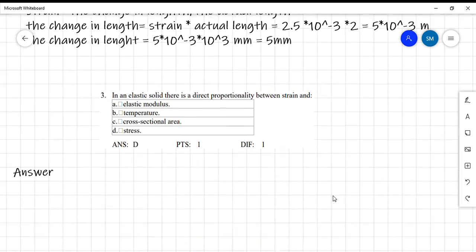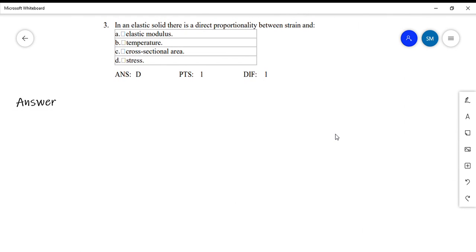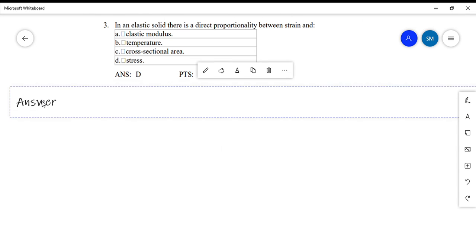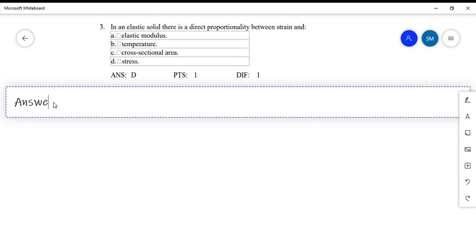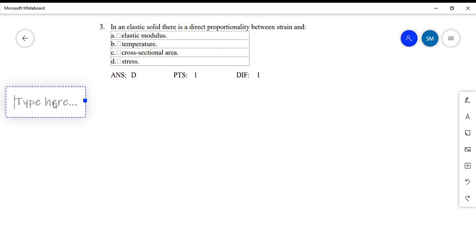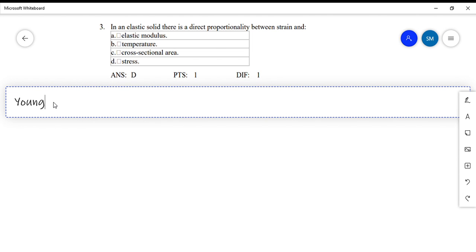Question number 3. An elastic solid has direct proportionality between strain and stress. This is a very simple question. We all know Young's modulus is equal to stress over strain.